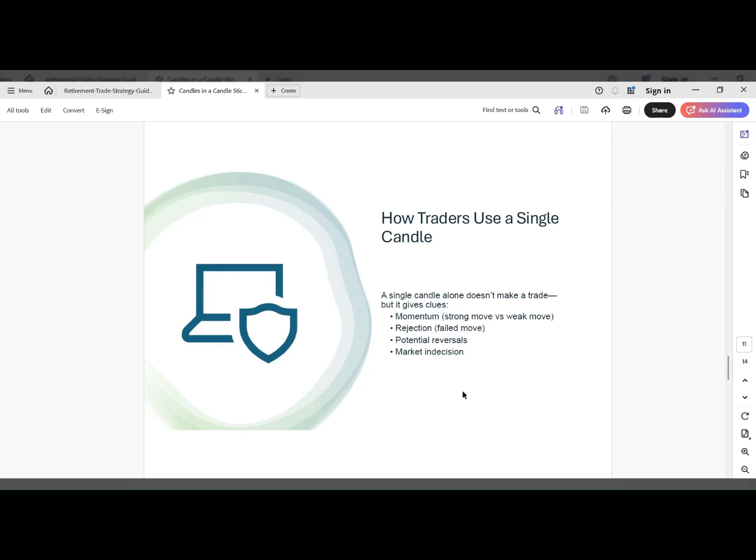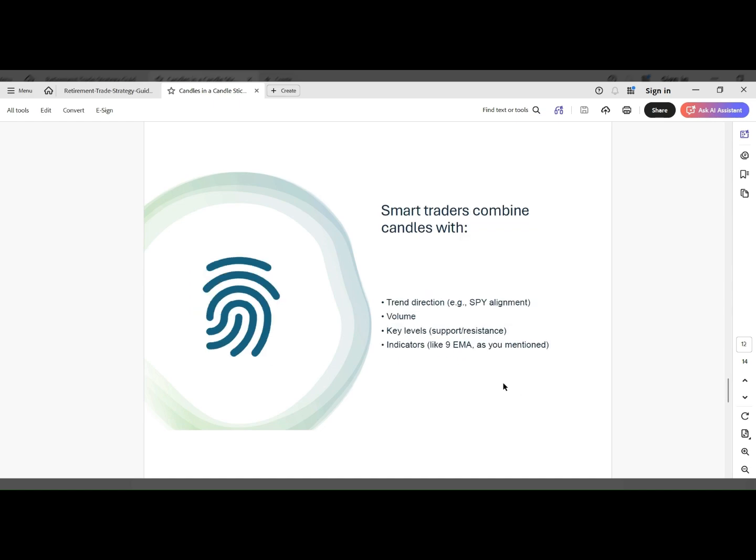This is really important here. A single candle alone doesn't make a trade, but it gives clues. The momentum, whether it's strong or weak, the rejection, showing you the fail. So one candle gives you a lot of information, but you shouldn't be basing a trade off of one candle. That'd be really insane when you boil it down.